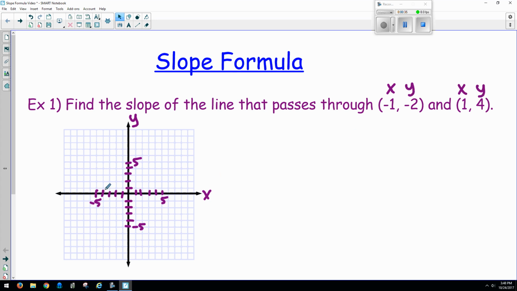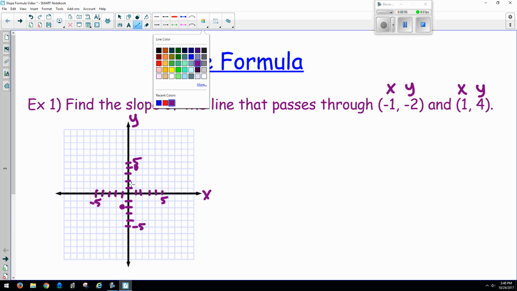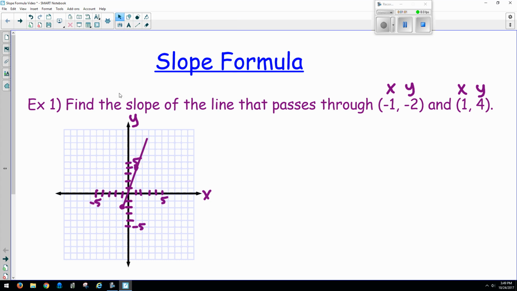So I'm going to plot this point, (-1, -2), and the second point, (1, 4). And I'm going to find the slope of the line that passes through these. So if we were to draw a line that goes through both of these points, it would look like this. And we're going to put arrows on the ends. So this is what the line would look like.